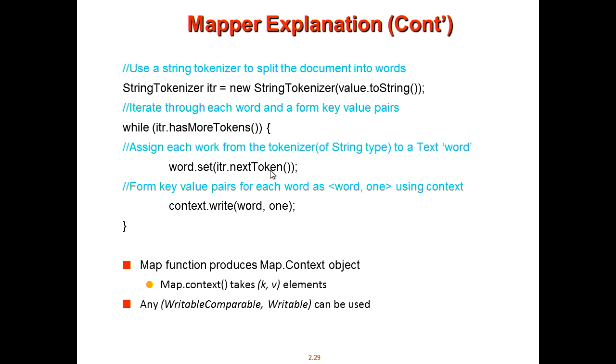Now the term is of type String, so you need to convert the String type to the Text type. You must wrap your term as a Text object, which is word, and then use the context object to write the intermediate result, word and one, which is Text and IntWritable. As a result, the term can be written to HDFS. Otherwise, you will get some IO exceptions without using Text or IntWritable. The map function produces a context object and takes key value elements as input. Remember that any key must be WritableComparable, and any value must be a Writable data type. So this is very important.